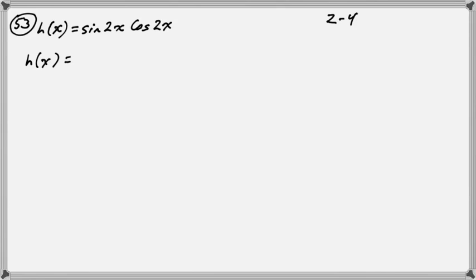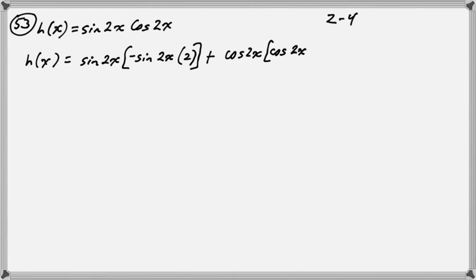I'll bring down the sine of 2x times the derivative of cosine, which is negative sine of the same angle, times the derivative of the angle, plus the other way around. Bring down the cosine of 2x times the derivative of this part. The derivative of sine is cosine, same angle, times the derivative of the angle. So this is negative 2 sine squared 2x plus 2 cosine squared of 2x. Cosine times cosine being cosine squared.